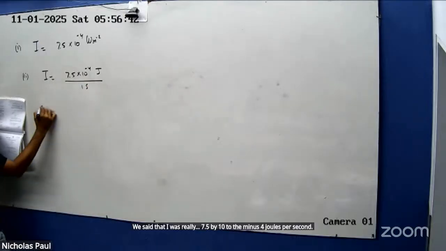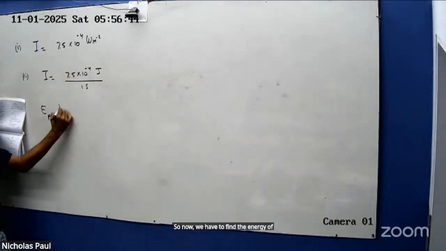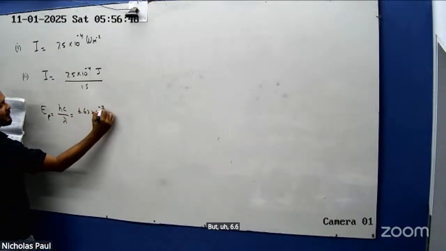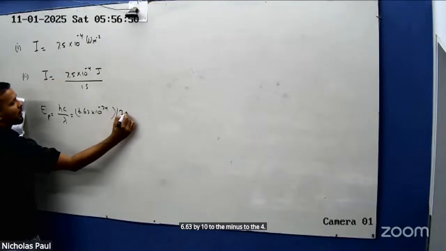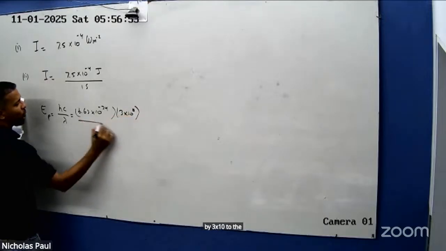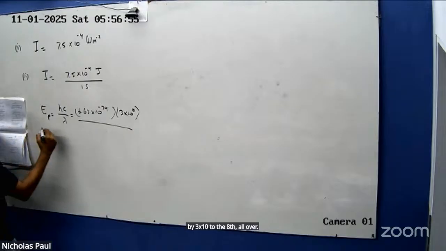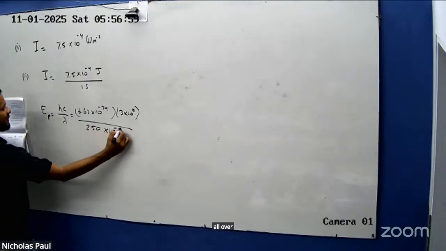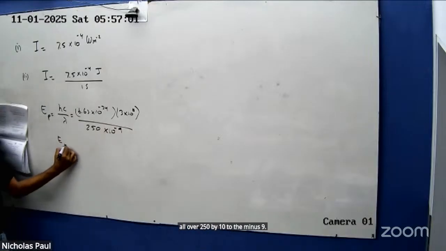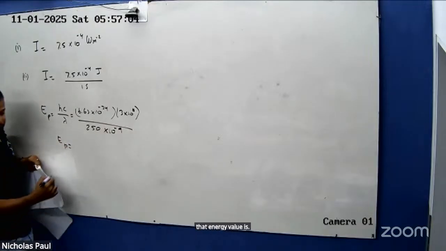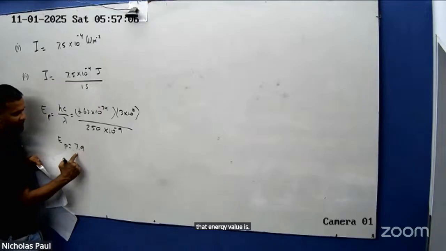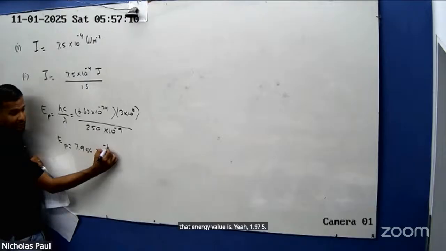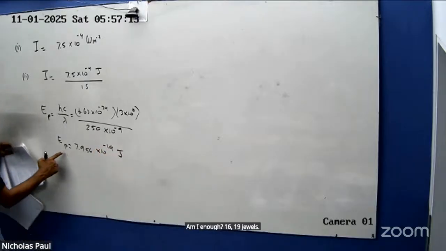So now we have to find the energy of one photon, that's hc on lambda. So that's 6.63 by 10 to the minus 34 by 3 by 10 to the 8 all over 250 by 10 to the minus 9. So that energy value is 7.9 by 10 to the minus 19 joules. So we know E_p, right?